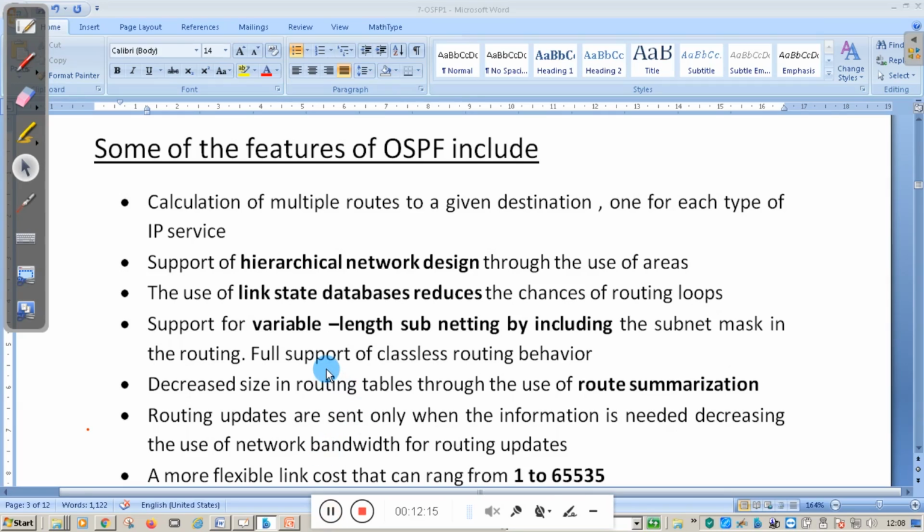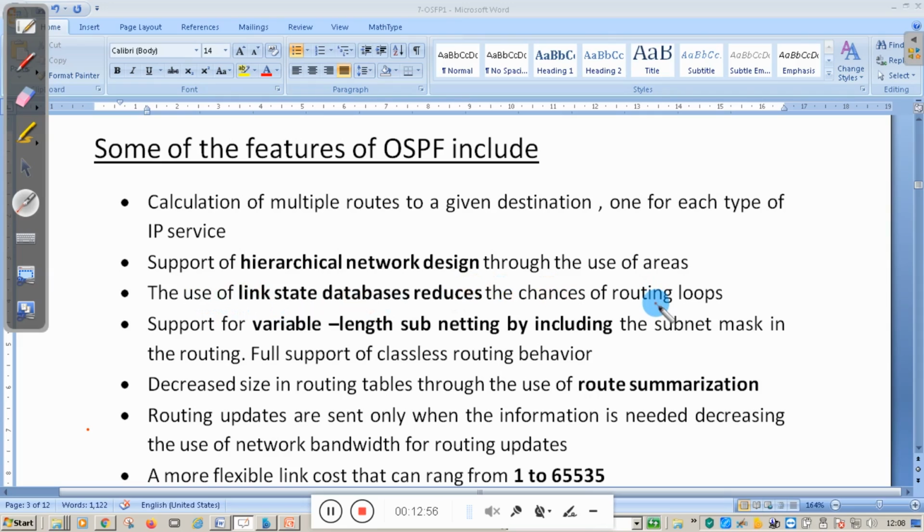Students, now we will see some of the important points from the exam point of view related to open shortest path first. First point is it will calculate multiple same cost routes to the given destination. It will maintain multiple same cost routes, compared to RIP which will maintain only one route, so that load balancing can be done. Second point is it will support hierarchical network design, as explained earlier, by means of areas. Then the main point is that the link state database reduces the chance of routing loops.